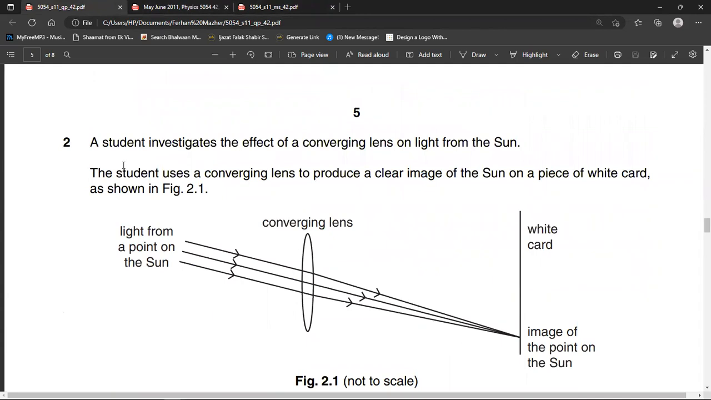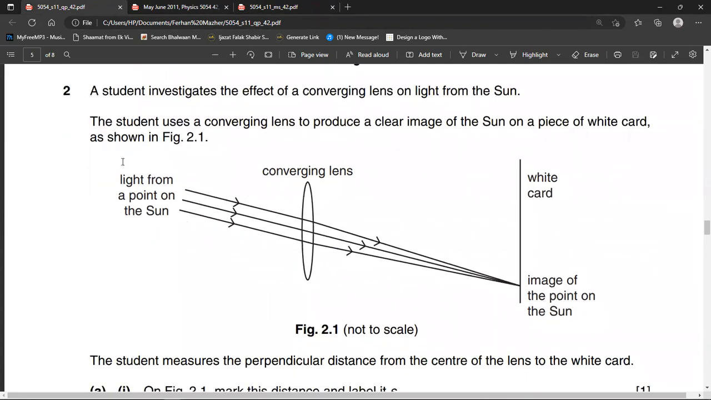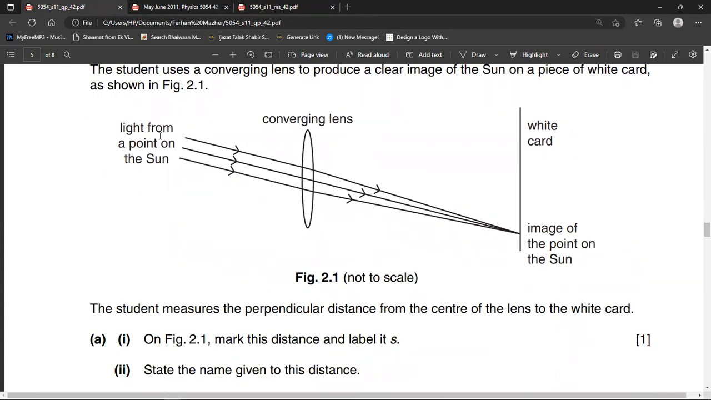So my dear students, now we are on question number 2. A student investigates the effect of a converging lens on light from the sun. The student uses a converging lens to produce a clear image of the sun on a piece of white card, as shown in figure 2.1. So this is the light from the point on the sun. These are the light rays coming there, and they are focused on this point on this white card.